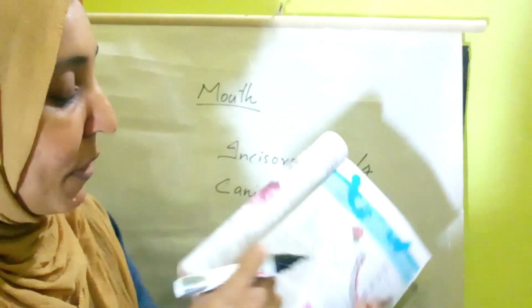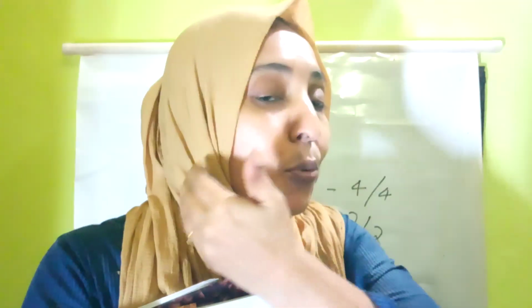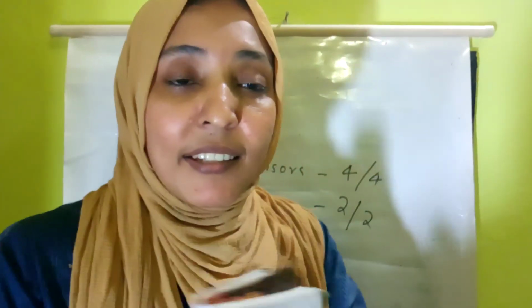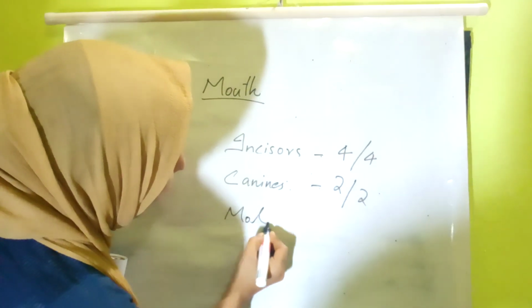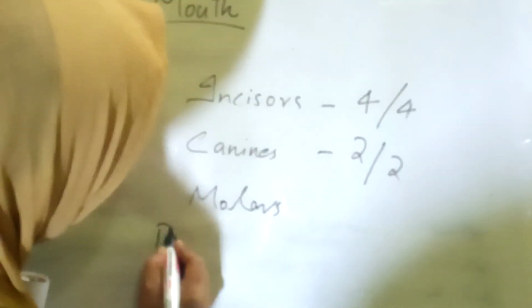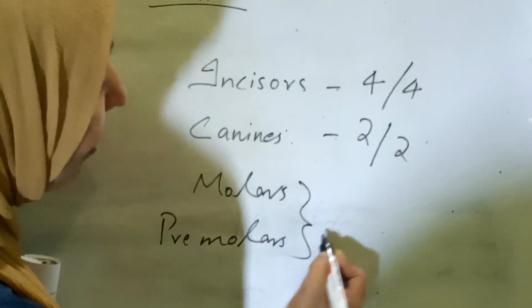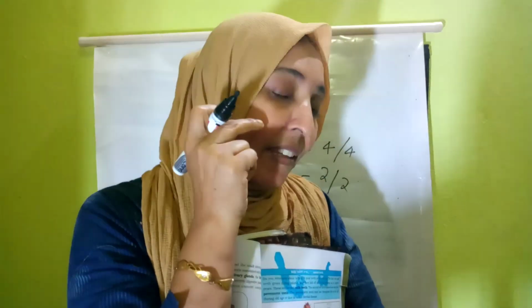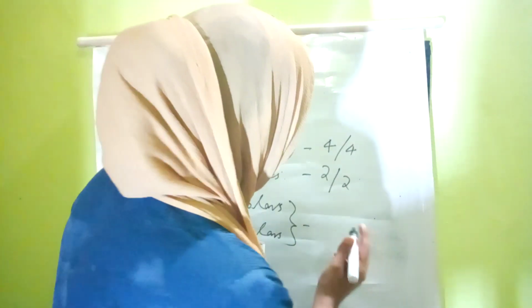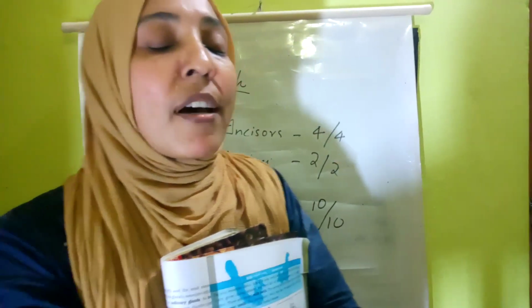Then the third category of teeth, that is the chewing and grinding teeth. That is present in these two corners. That is usually known as molars and premolars. Molars and premolars, these are the grinding and chewing teeth. We can see 5 molars and premolars here. Here also we can see 5 molars and premolars. So total 10 in one jaw. We can see a total of 10 molars and premolars.